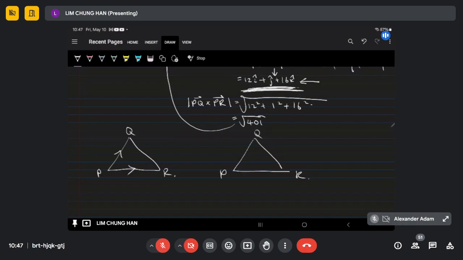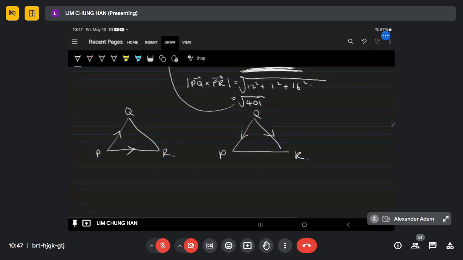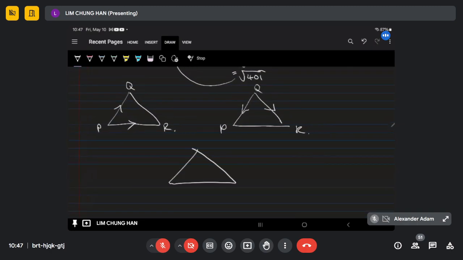So let's say you don't want to use PQ, PR, you want to start with Q. Then you have to find QP and QR. Or if you want to start with R, then you have to find RQ and RP. Understand? Yes, so you can use other methods, but you always have to start from the same point.